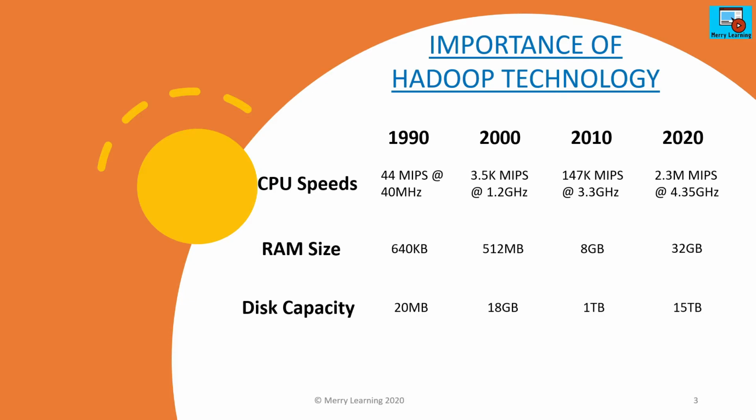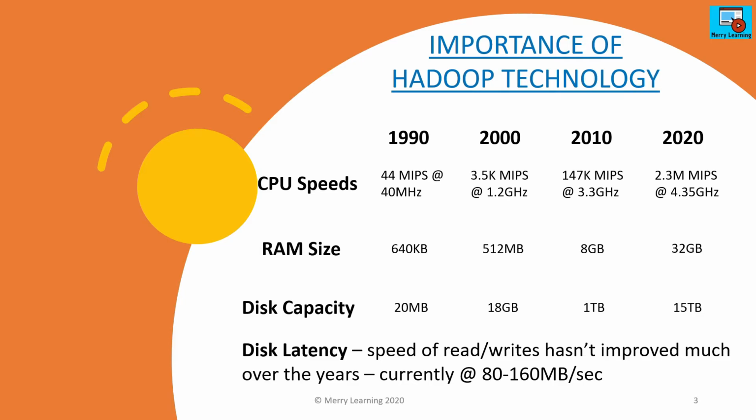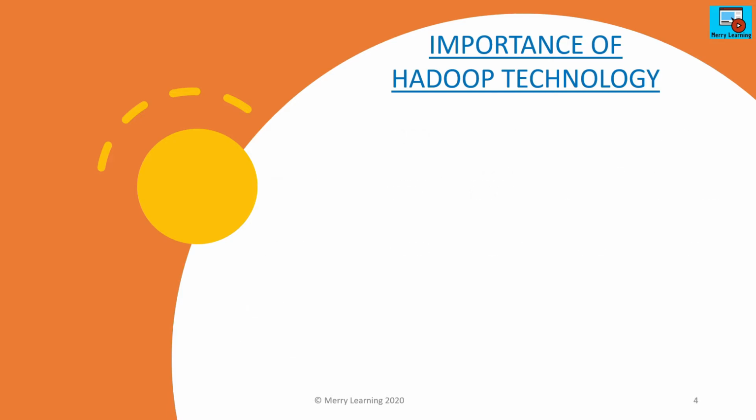Now, being said all that, the most important thing to be taken into consideration is the disk latency, that is the speed of reads and writes from a disk. This hasn't improved much over the years. Currently, the best available rate is from 80 to 160 MBs per second. Let's try to understand what this means.